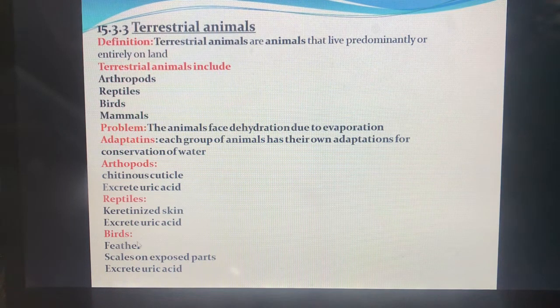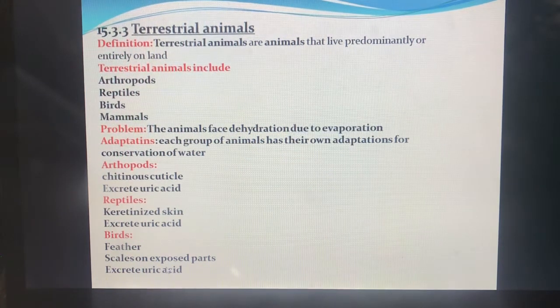Then when we move towards birds, they also have their own adaptations. They have feathers which act as insulators, scales on the exposed parts which prevent the body from evaporation, and they excrete uric acid. So all these three adaptations are for the conservation of water, and thus this is one of the requirements for this group of animals.